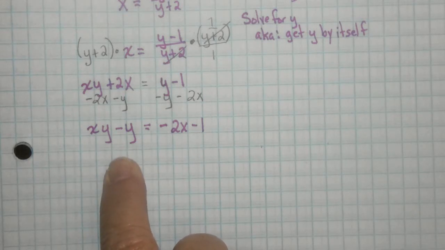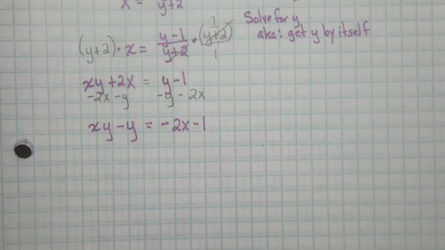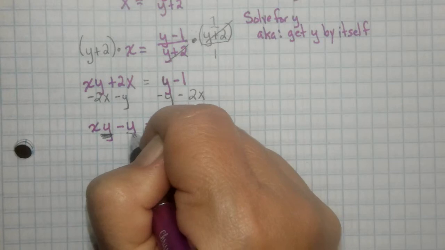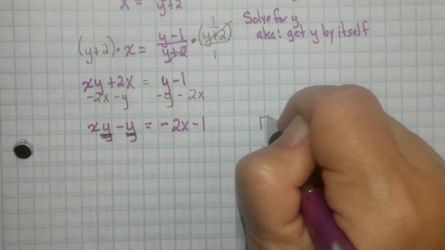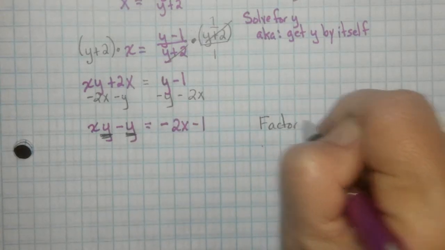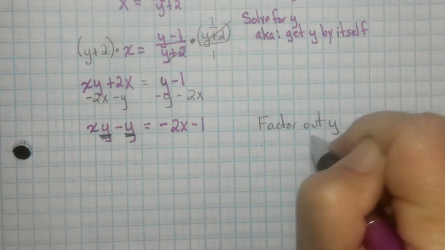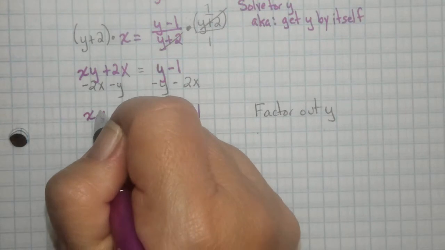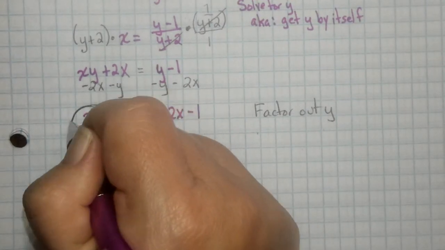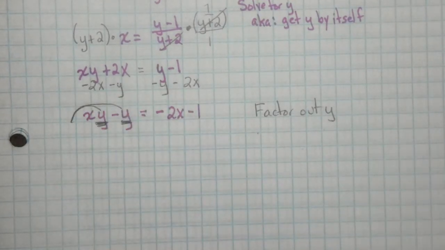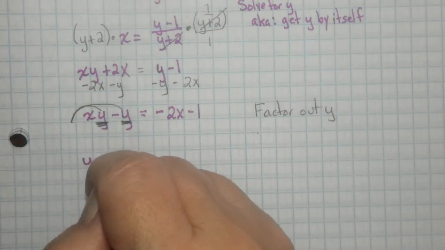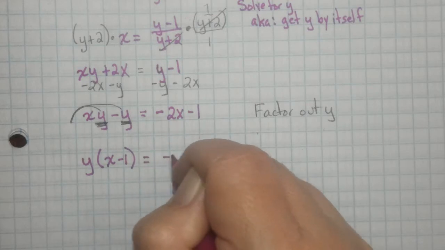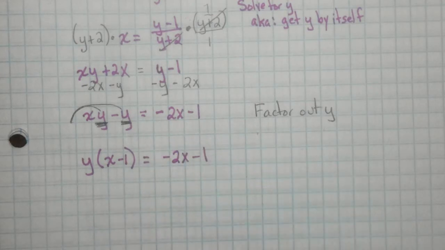So now this is a spot that a lot of people get to right here and they just get stuck and frozen. Do you see that we have a common factor of y? So right here we are going to factor out y. So remember, factoring out, you might think of it as undistributing. So now I have y times x minus 1 equals negative 2x minus 1.